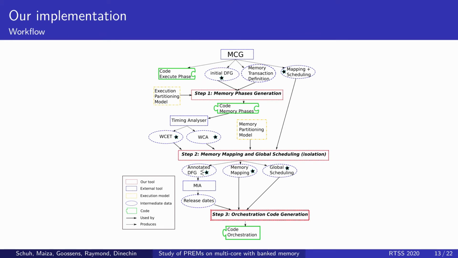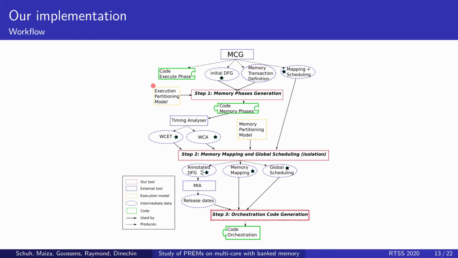This image represents all the tools that we use to implement our technique, and we are particularly interested in these green puzzle pieces that are the code that we will generate for the different memory phases, and also the architecture specific part. We start with SCADE MCG that gives us the code of the execute phase and also an initial mapping and scheduling of the system. And then according to the execution partitioning model that we choose, we go on to step 1 where we generate the memory phases. It can be 2 or 3 depending on the execution partitioning model.